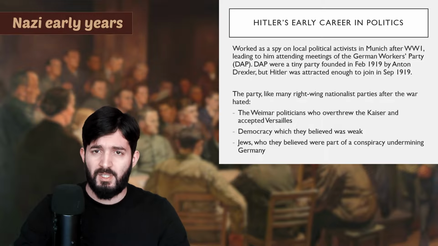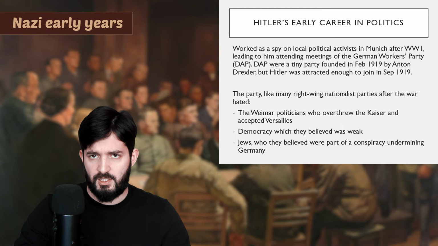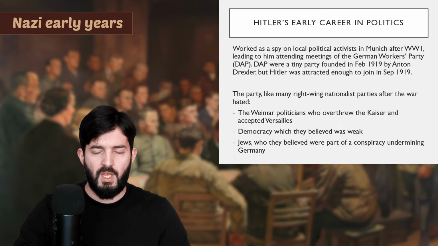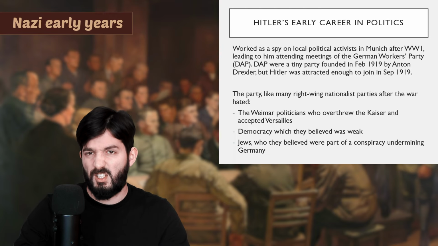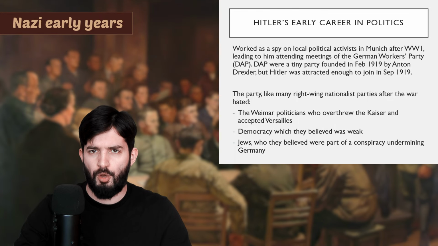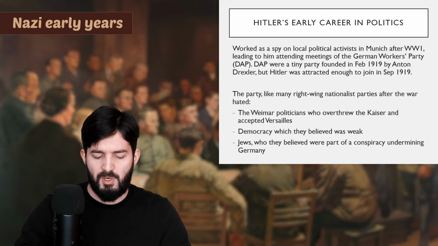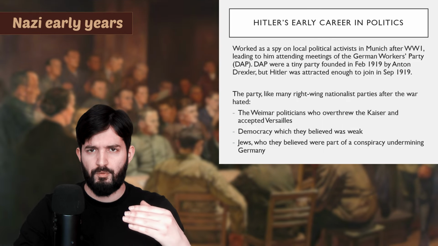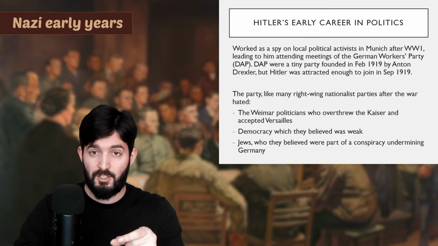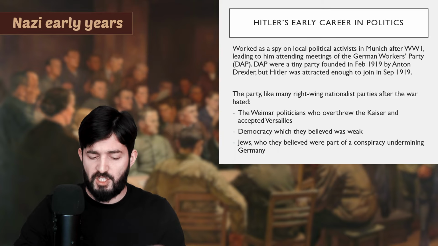And lastly, a very common staple of right-wing nationalist thought and belief is that they also hated the Jews for a variety of reasons once again, but one of them being that they believed that the Jews were part of this grand global conspiracy to try and undermine Germany. And so these are three common threads that tended to flow through all of the right-wing nationalist parties, generally speaking.